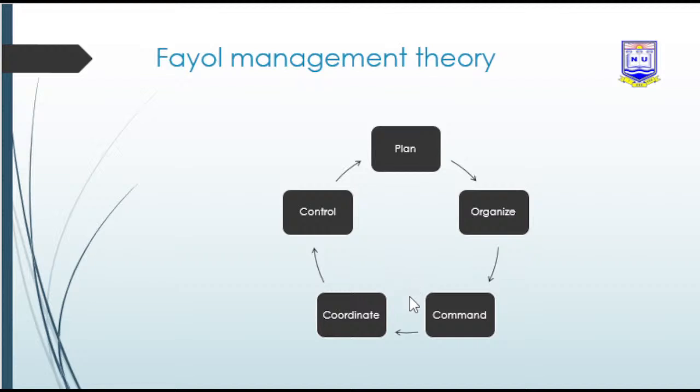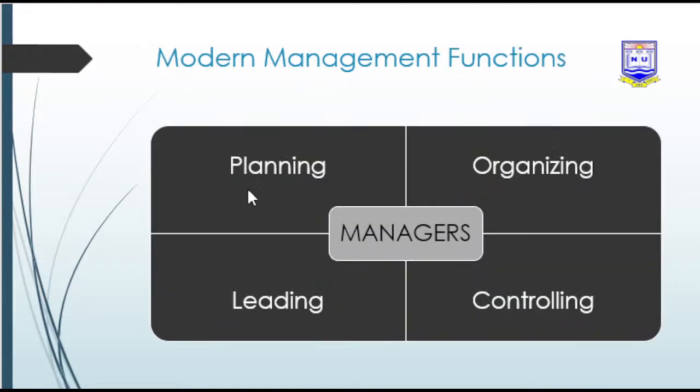However, when you look at the Fayol's management theory, you realize that this is going to be missing. So when you look at the modern view, we are looking at planning, organizing, leading, and controlling, and that's what managers normally do. They do the planning, they do the organizing, they do the leadership, and they control the resources that are supposed to be taking part in the information system.